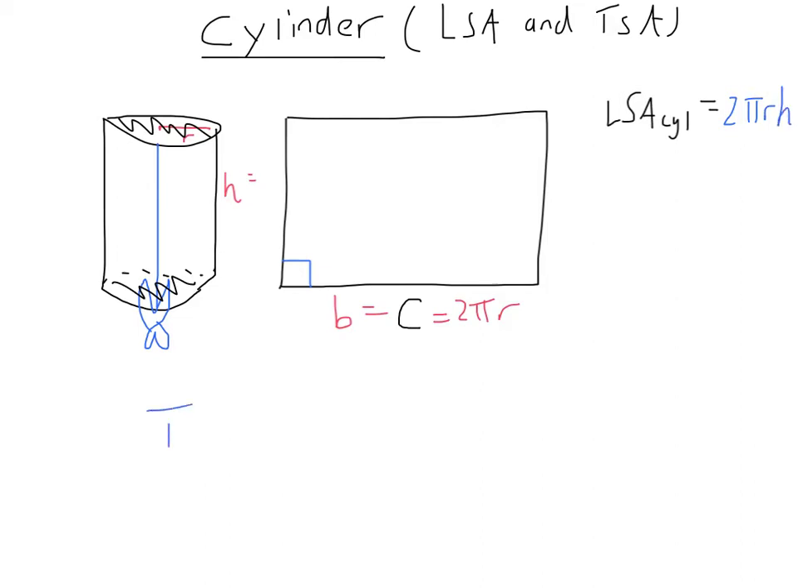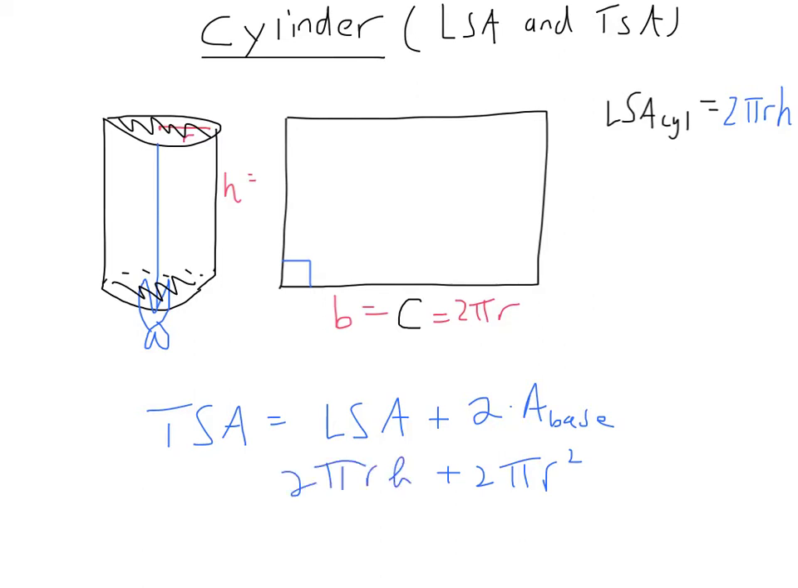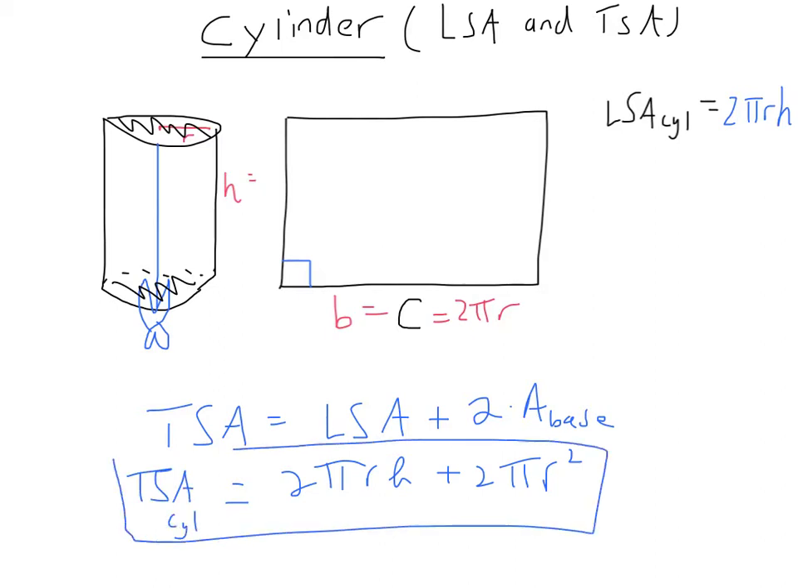The total surface area will be the lateral surface area plus, well, what are the bases? The bases are circles. The area of each of the bases is pi r squared. So you have 2 times pi r squared, that's your two bases, and then you have your 2 pi r h. This is the total surface area of a cylinder. Okay, very good.